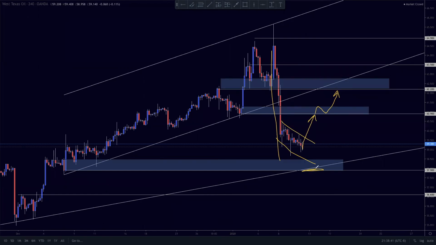If next week the price will break out of the daily ascending channel and close below the support area at 57.90, we might see a continuation to the next support area at 56.60.